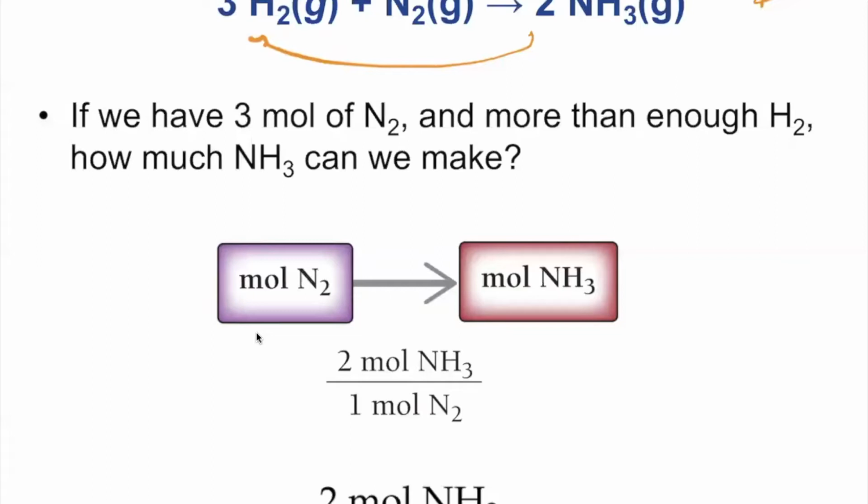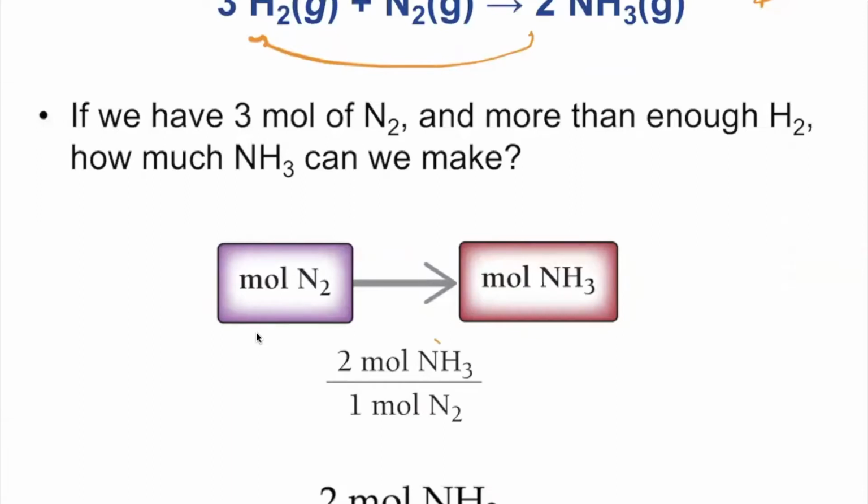And let's say you have more than enough hydrogen. So basically what it's saying is don't worry about the other reactant. Let's assume that you have enough. Well, if you have 3 moles of nitrogen, how many moles of ammonia are you going to yield? So the conversion factor that you want to look at is the conversion factor between ammonia and nitrogen.